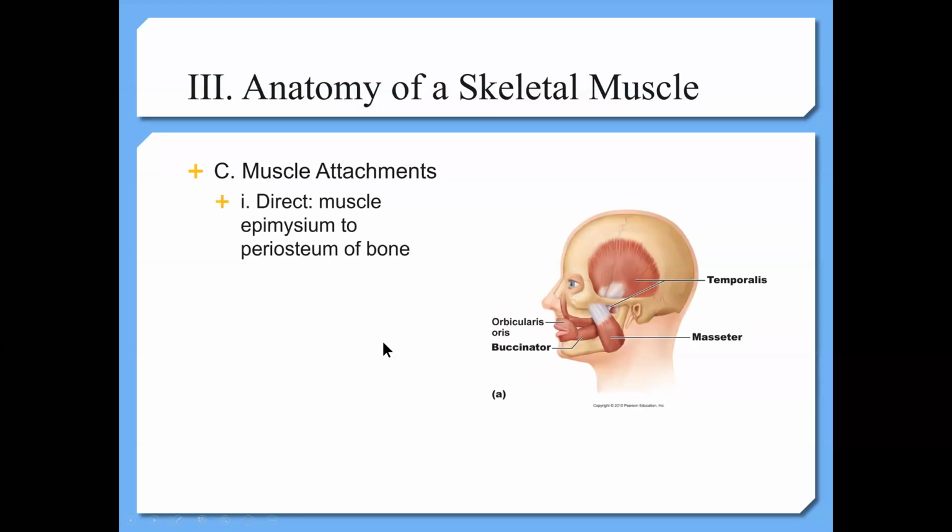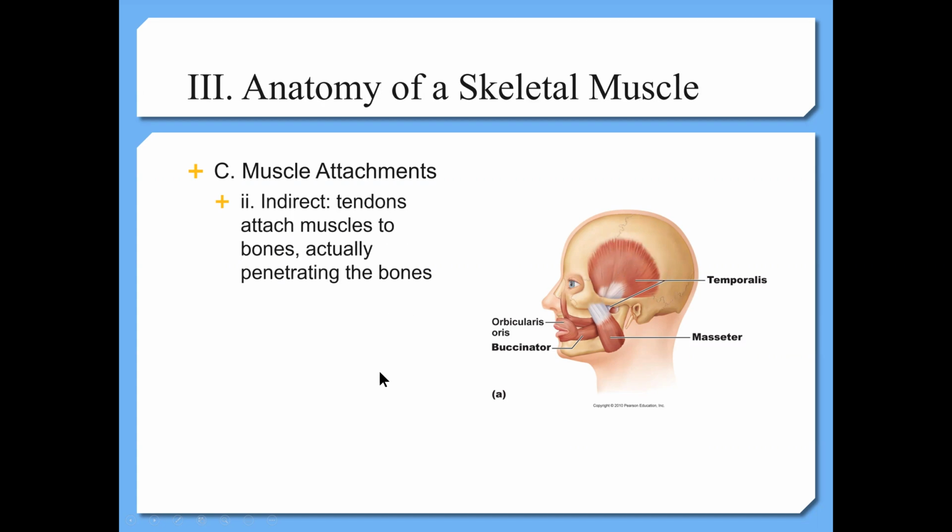Muscle attachments. Muscles can be attached directly to the bone. So here's the temporalis muscle. This muscle is attached directly to the periosteum of the bone. We can have indirect tendons that attach muscles to bone, actually penetrating the bone. An example here is the masseter muscle. The masseter muscle has a tendon which is attaching to the bone, while the temporalis, right here, is attached directly to the bone.